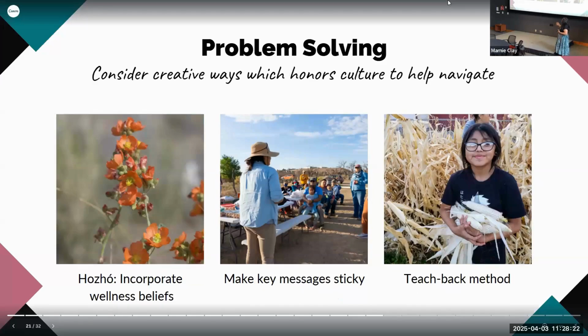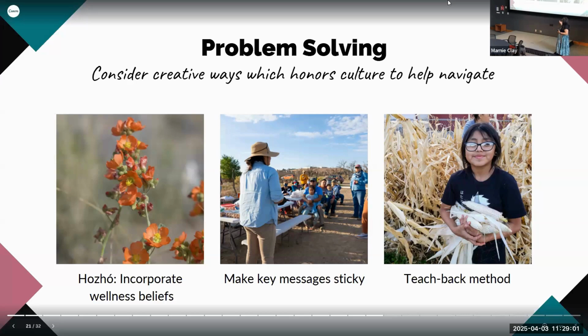Again, getting to problem solving, this is the sixth behavior. Thinking about considering creative ways which honor our culture can help us navigate. So how do we think about health? How do we integrate those concepts into our advice about problem solving? For example, in Navajo, Hózhó is a wellness belief. Hózhó means balance in Navajo. How do we bring that concept into our diabetes education?